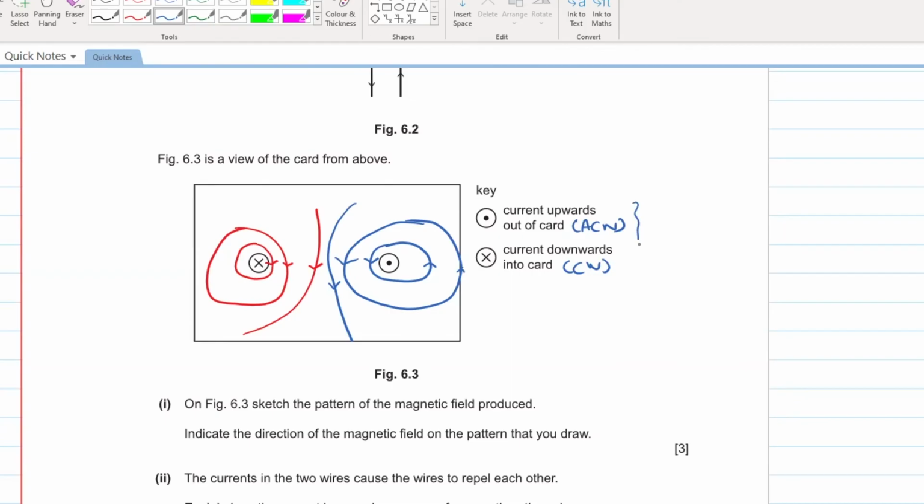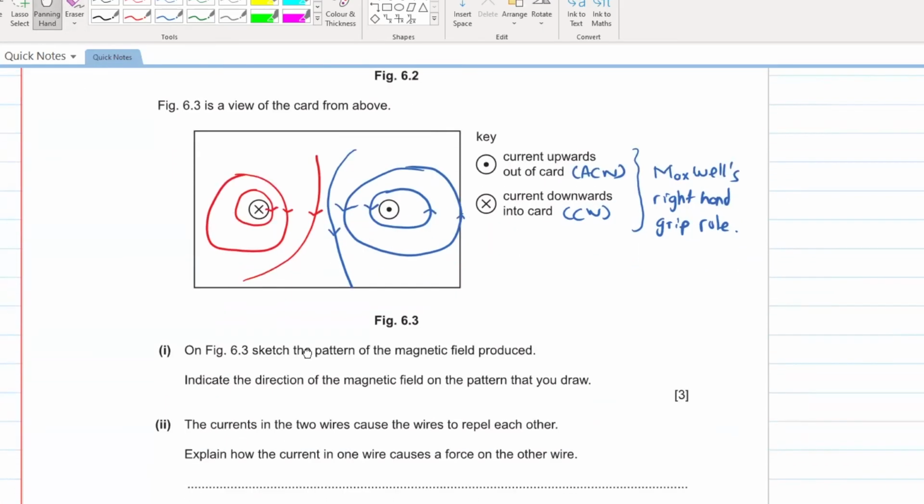Some students like to do this by Maxwell's right hand grip rule. But that's an overkill. मेरे हिसाब से मुझे overkill लगता है. Like learning another rule just to identify two directions, you can literally memorize it. कि भाई current going out of the card will be anti-clockwise and current going into the card will generate clockwise movement. चार पांच वायर्स तो है नहीं, दो ही वायर है, तो you can remember it.